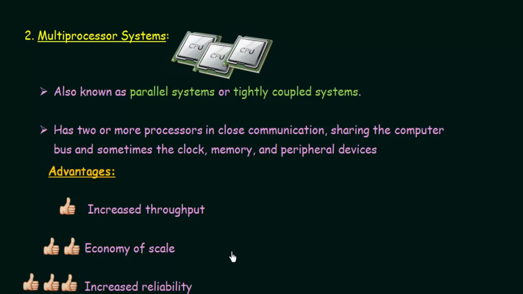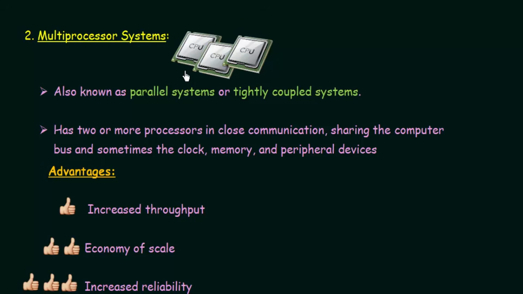And then the other advantage is increased reliability. Now this is more reliable as compared to single processor system. And why is that? The reason is again the same. That is because we have more than one processor. And why is it reliable? That is because in this multiprocessor system, even if a single processor fails, we still have other processors which will back us up and which will still keep us running.